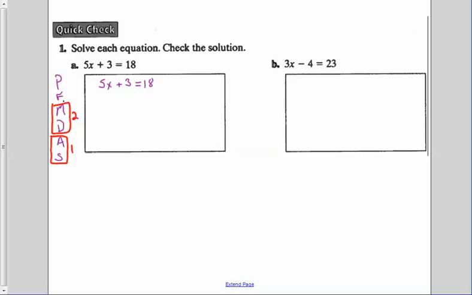So my first step is going to be to get rid of my plus 3. I'm going to do the opposite, so that means I'm going to subtract 3. And whatever I do to one side, I do to the other. That cancels out my positive 3, so I'm left with 5x equals 15.